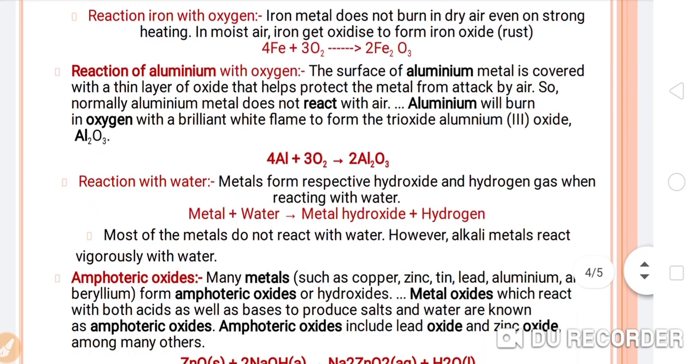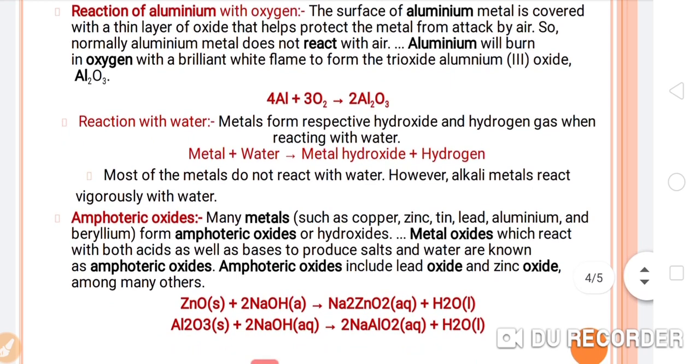Now next, reaction with water, how will they react with water. Metals form the respective hydroxide and hydrogen gas when reacting with water. So here is a general reaction, and examples of the reactions of metals with water we will discuss in the next video. But in this video we have to discuss more about the metallic oxides, that is the amphoteric oxides.